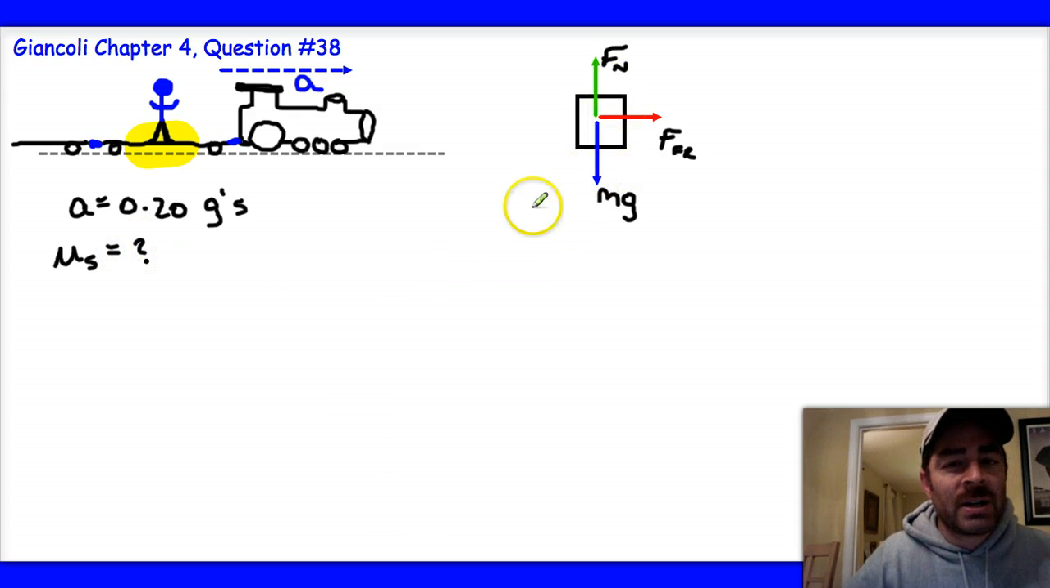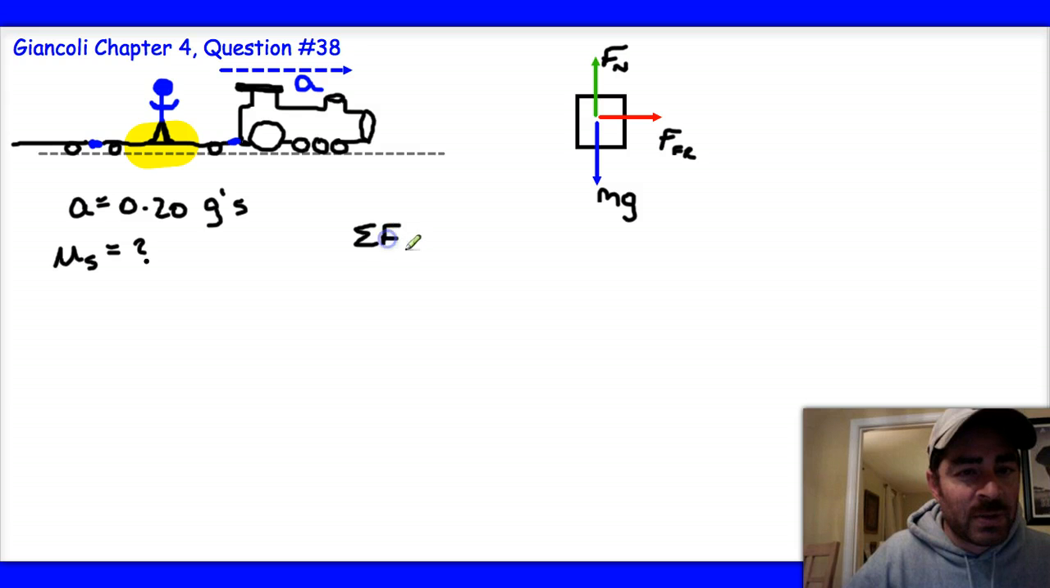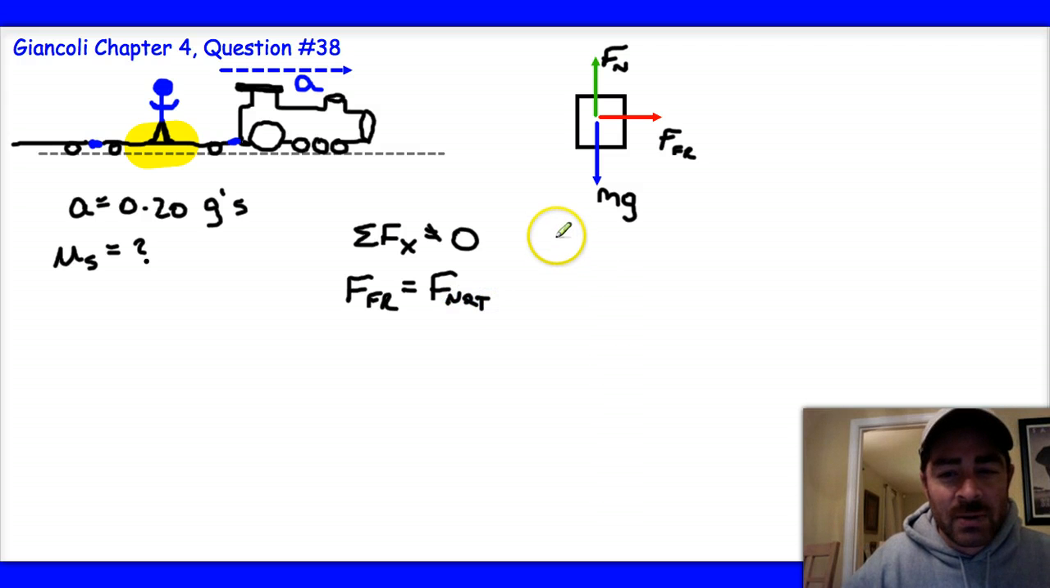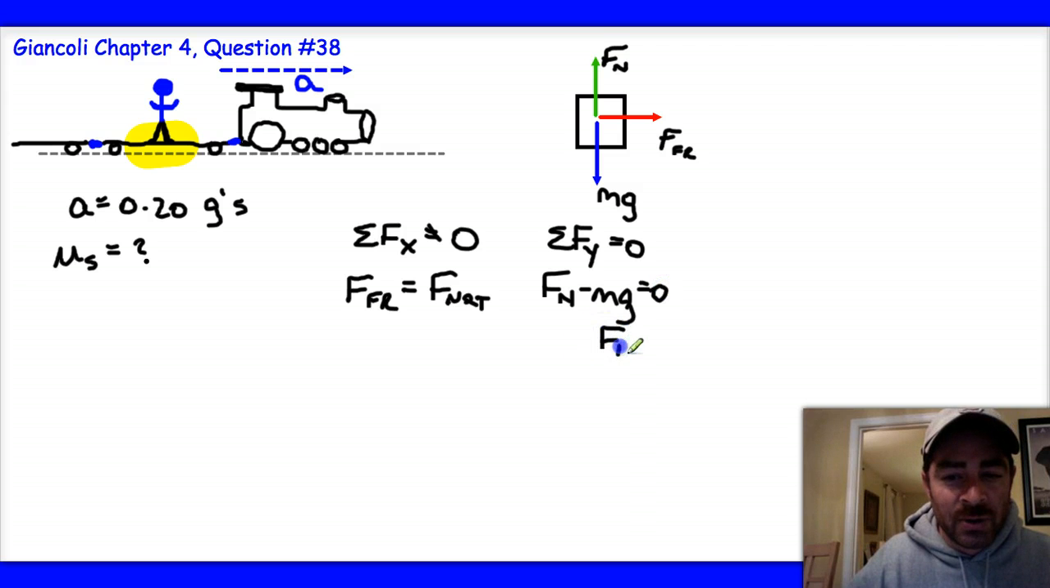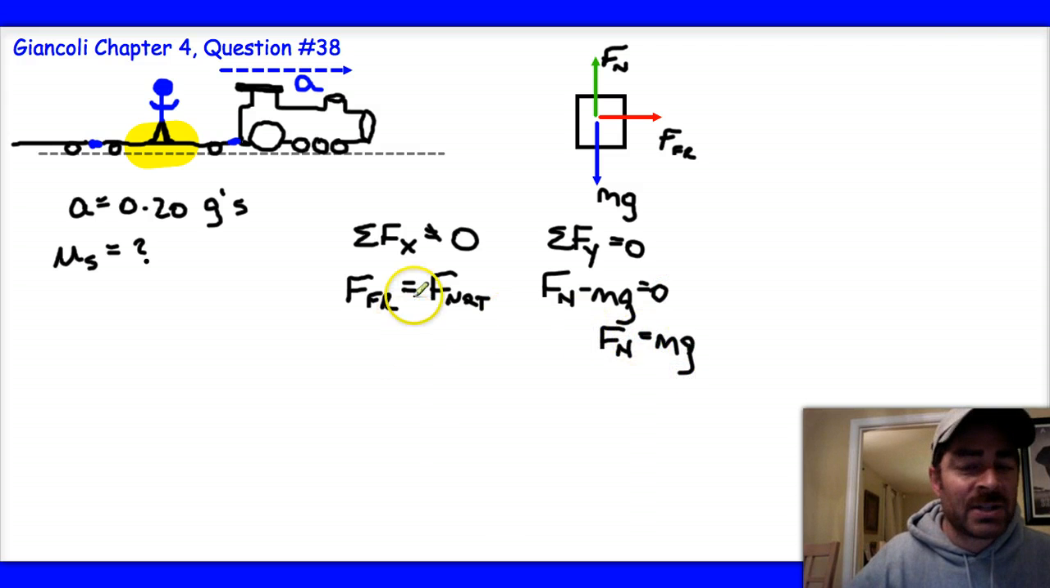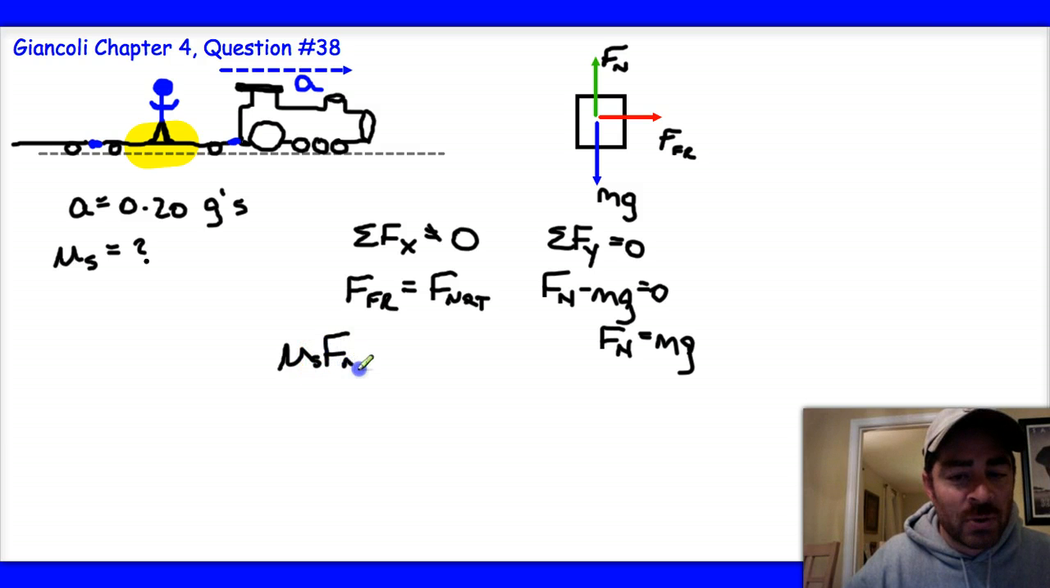We can recognize from our free body diagram here that we can set up some fairly straightforward dynamics equations. In the x direction, we can say that the sum of the forces is not equal to 0, and therefore the frictional force in this case is equal to our net force. In the y direction, the sum of the forces is equal to 0, and therefore the normal force minus the weight mg is equal to 0, and ultimately the normal force and the weight are equal in magnitude, but opposite in direction. Recognizing that it's the static coefficient of friction, mu sub s, times that normal force, which produces this frictional force, is equal to ma.